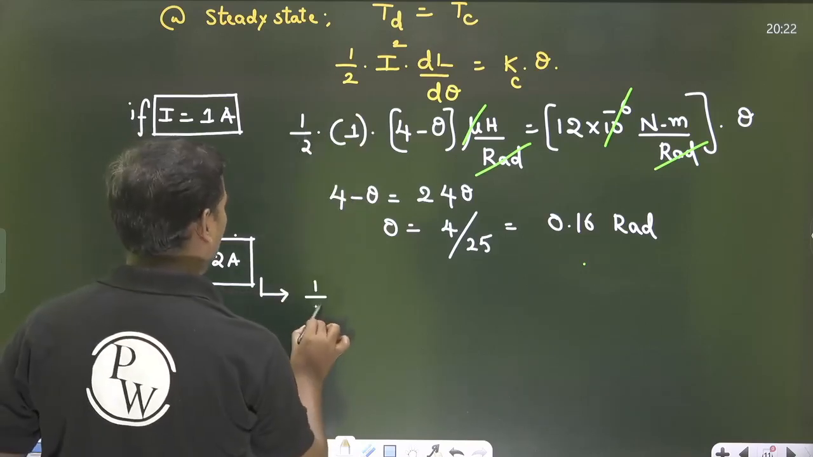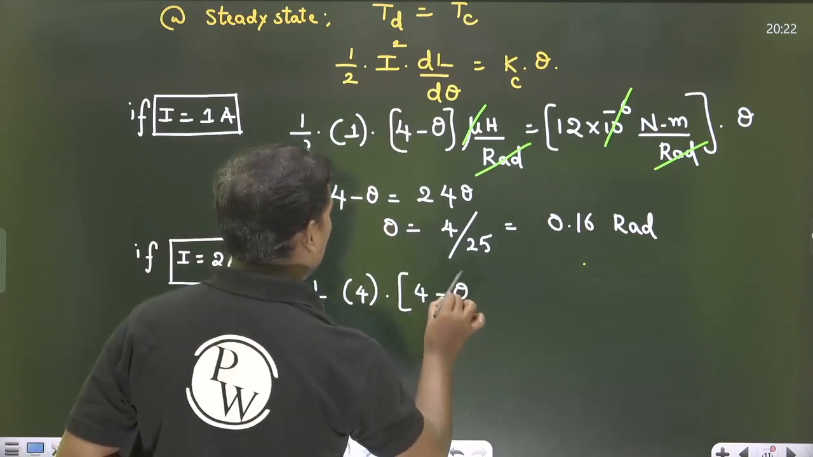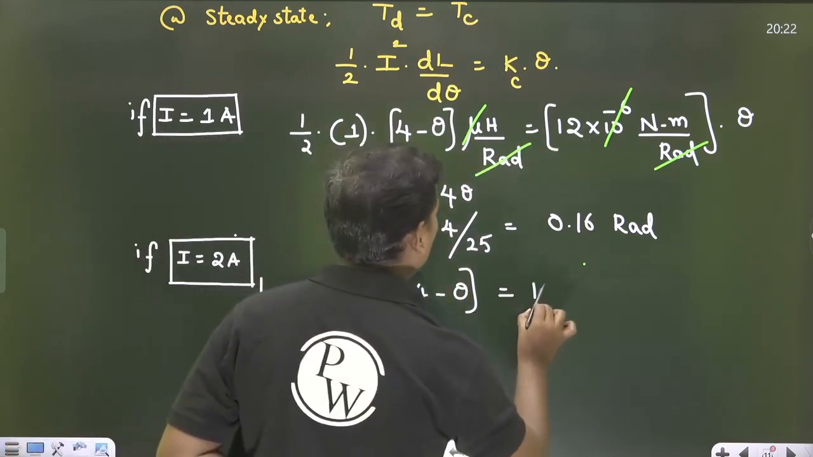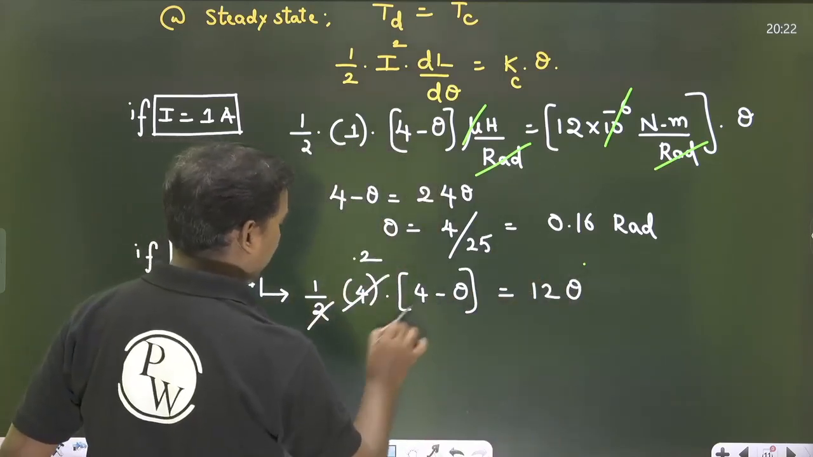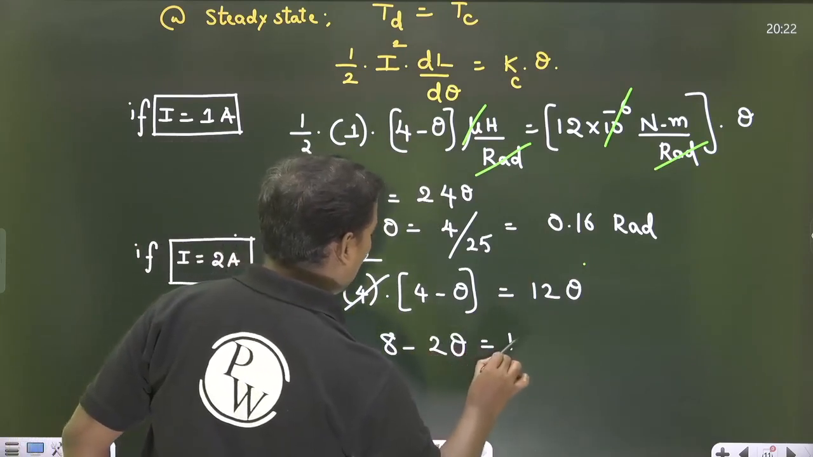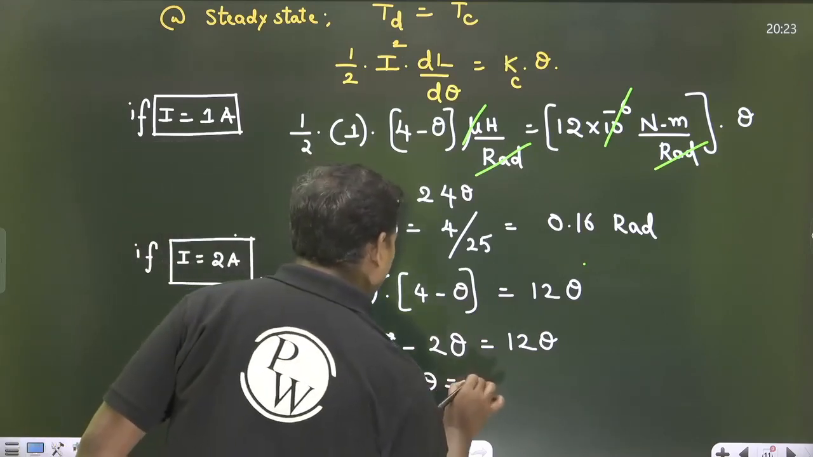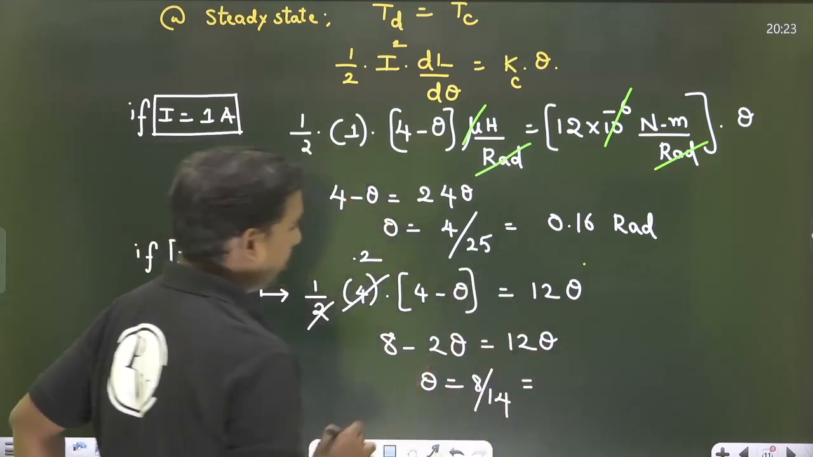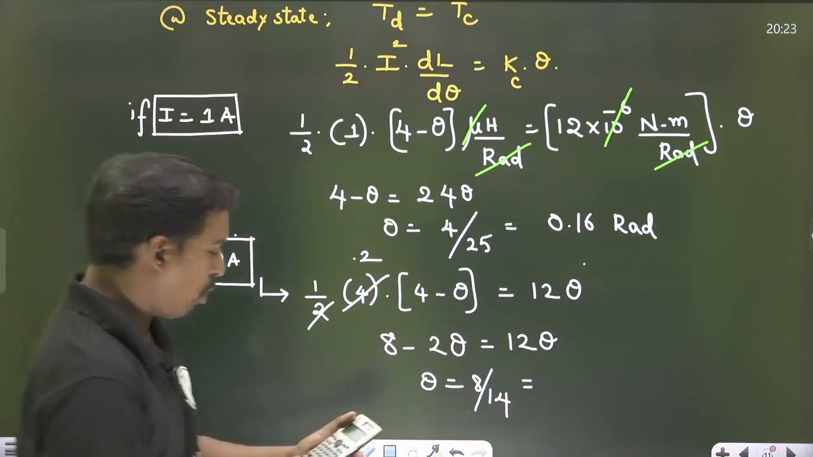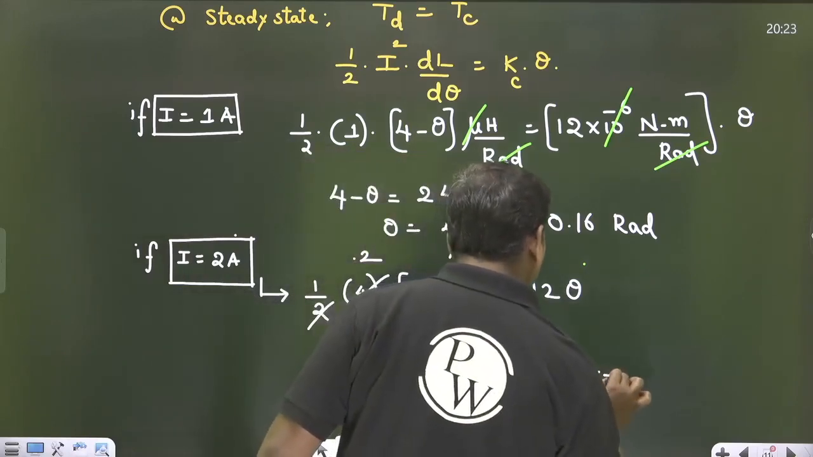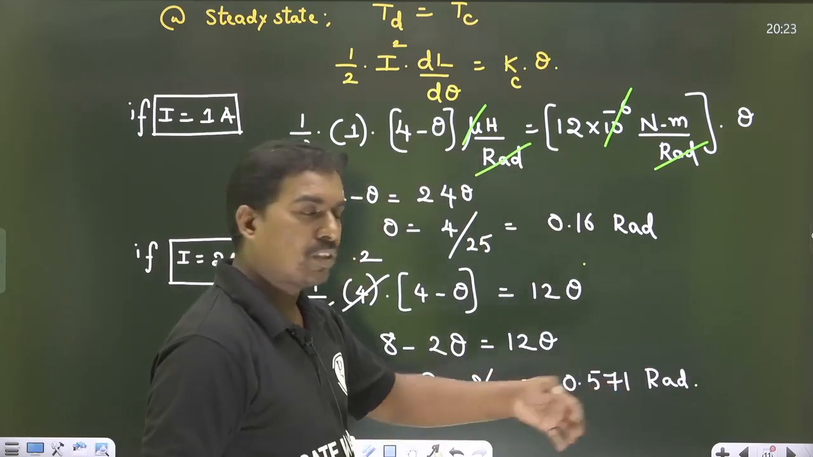Half I square is 2, times 4 minus theta, the micro gets cancelled, and this will be 12 theta. So if we simplify, 8 minus 2 theta is equal to 12 theta, so 14 theta is equal to 8. So theta is equal to 8 by 14. How much are we going to get? 8 by 14 comes to 0.571 radian. Have you seen? As the current is increasing, the deflection is also increasing.